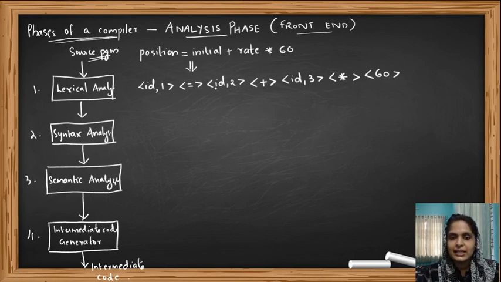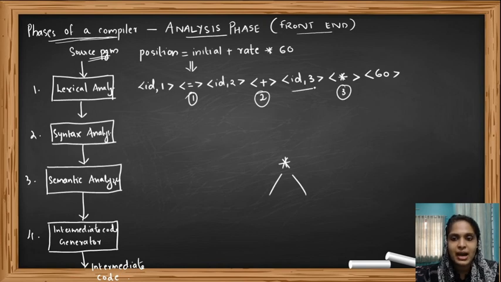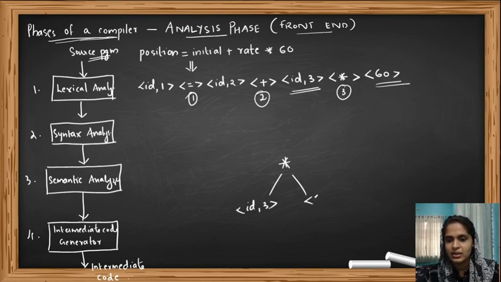So here we can see that there are three operators. First one is the assignment operator, second one is the plus operator, third one is the star operator. Among these three operators, we know that the highest precedence is for the star operator, that is the multiplication operator. So first we have to consider the multiplication operator, that is id 3 multiplied with 60. So that will be drawn as our first node, multiplication. There are two arguments for multiplication. First one is id comma 3 and the second one is 60.